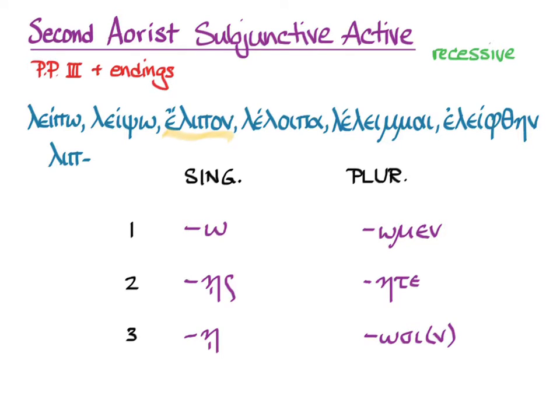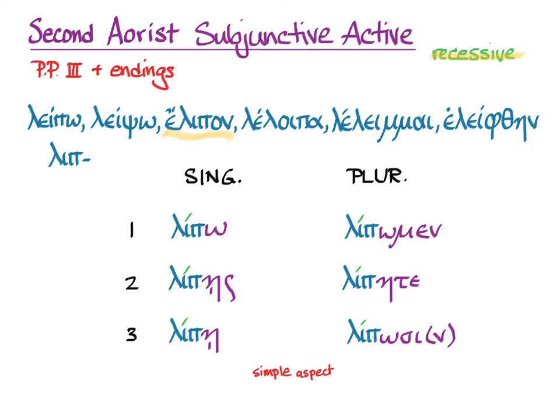Accent is recessive, and of course we have no default translation because you need context to know what to do with the subjunctive. But these are aorist, and so it will be simple aspect. So why don't we go ahead and see what those forms would look like. We'll put in our stems with the endings, and we'll add that recessive accent, and we get lipo, lipase, lipe, lipomen, lipeta, liposi. And that is your aorist subjunctive active.